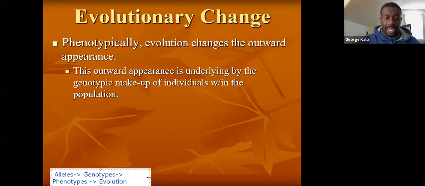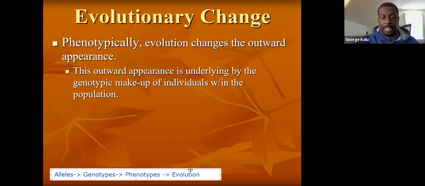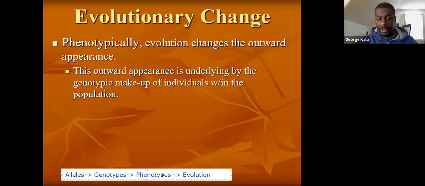So in order for us to see evolution, we're typically first going to observe a phenotypic change. That phenotypic change is going to be determined by a genotypic change, and that genotypic change is going to be determined by a change in the allele frequencies. Okay? So this is all going to start with the changes in the alleles in order for us to see evolution.